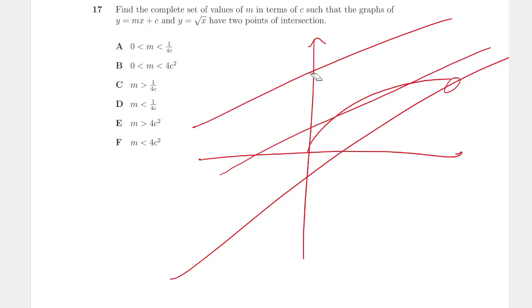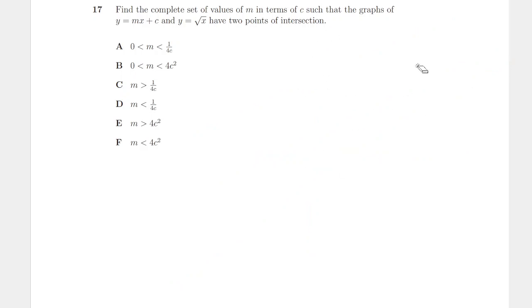How do we find points of intersection? So now we do the algebra, once we have the geometric idea. So intersection, simultaneous equations. So equate mx plus c equals square root of x. What type of equation is this? Have a think. So it's a quadratic equation, right? Because it's a quadratic in terms of square root of x. So therefore mx minus square root of x plus c equals 0. So we've got to make sure that this quadratic has 2 solutions.